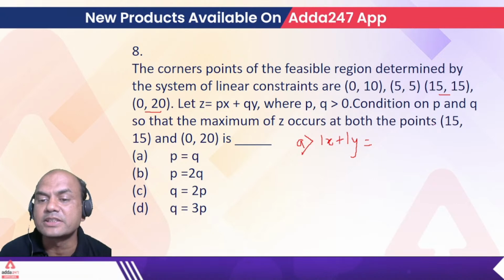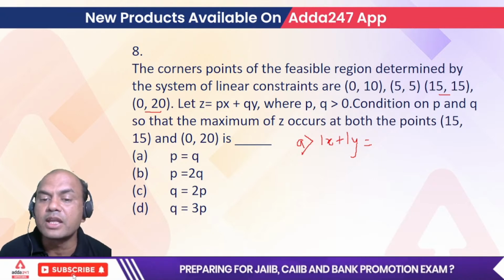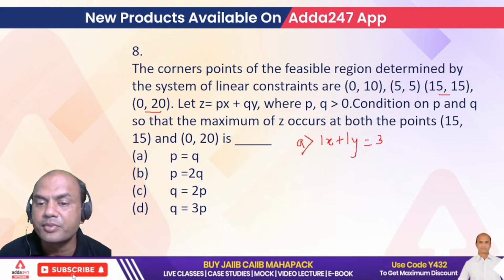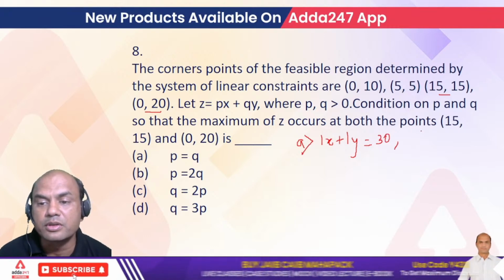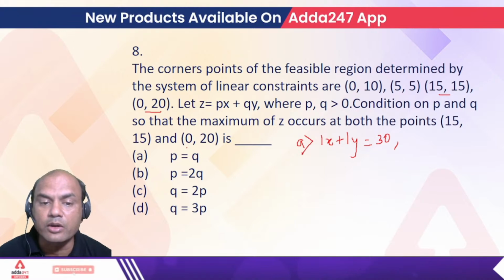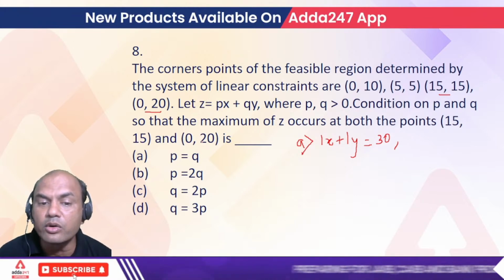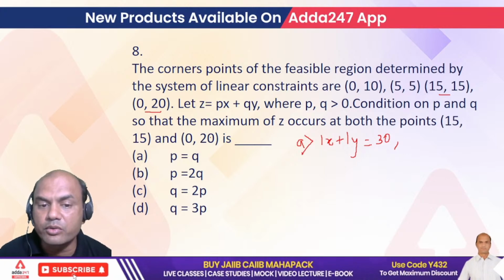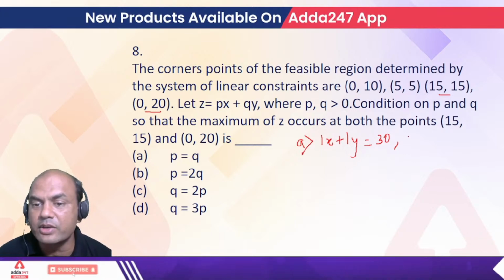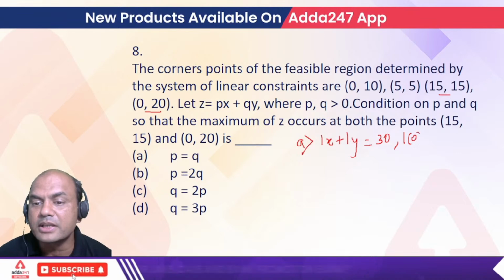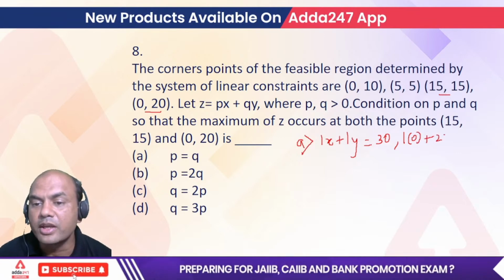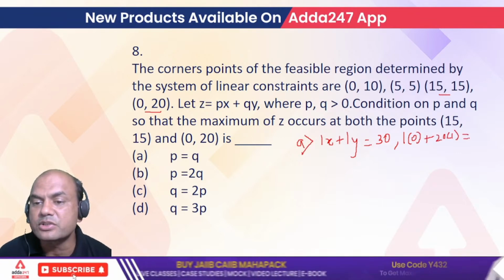So 1 into X plus 1 into Y. But what is X? 15, 15. So 15 plus 15, right? 1 into 15 plus 1 into 15. So it is 30. But we must get both. So second option, 1 into 0 plus 20 into 1. So even that answer is 20.